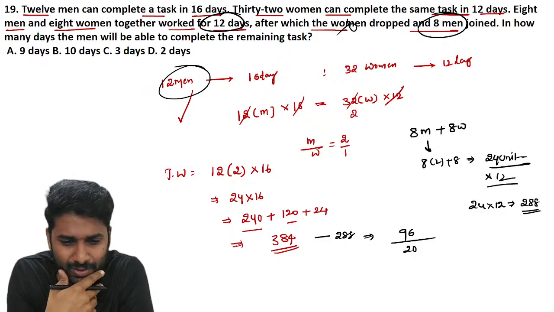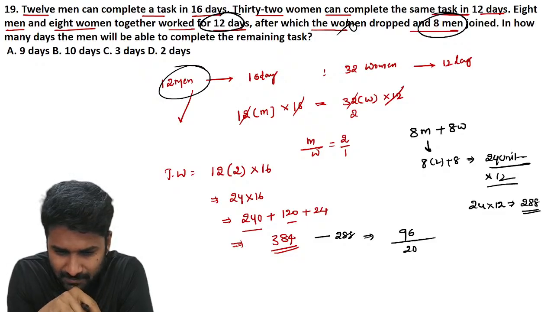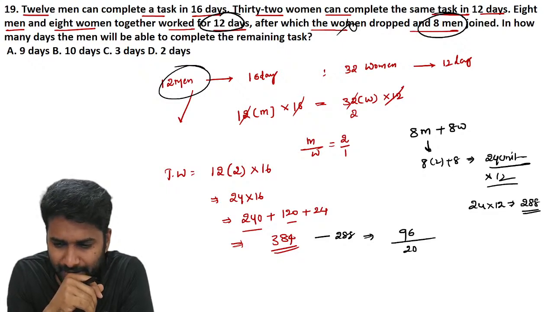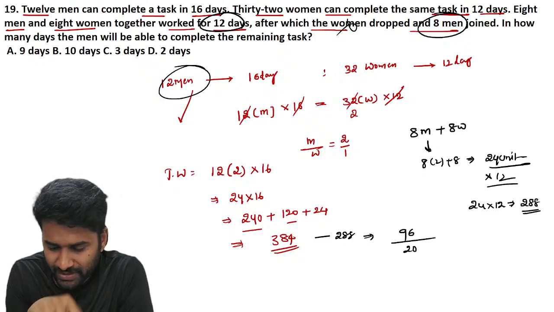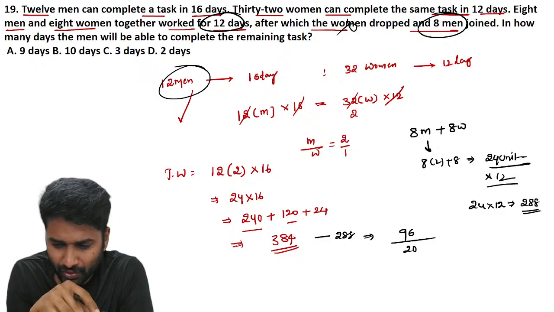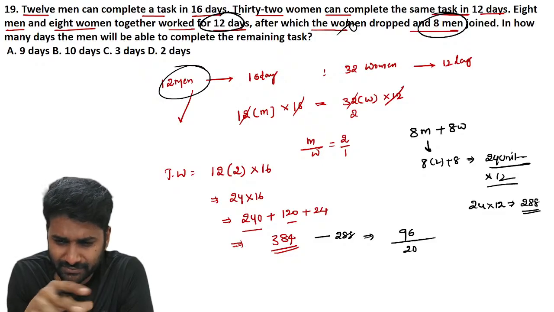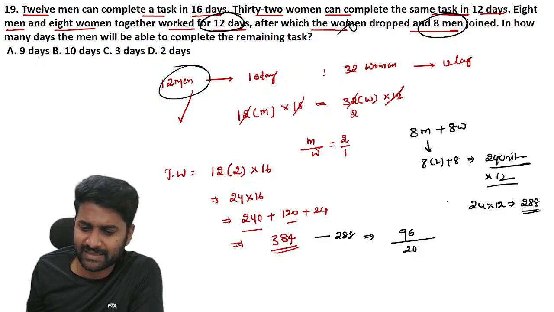So 8 men, 8 women. Men efficiency is 2 units. 8 into 2 plus 8 is equal to 24 units, right? They worked for 12 days. 24 into 12 is 240 plus 48, 288. After 8 men joined, all women are dropped. Okay. Then initially we have 12, 12 plus 8 is 20. So the remaining task can be completed in 4.8 days.